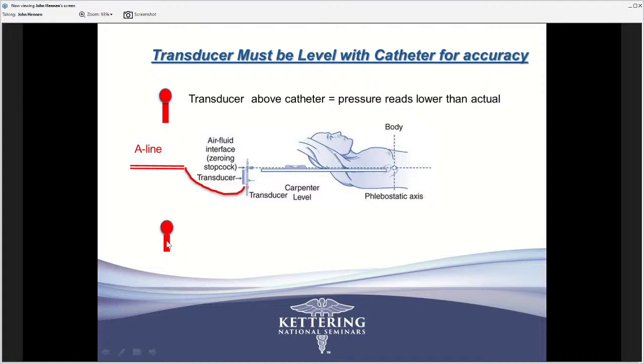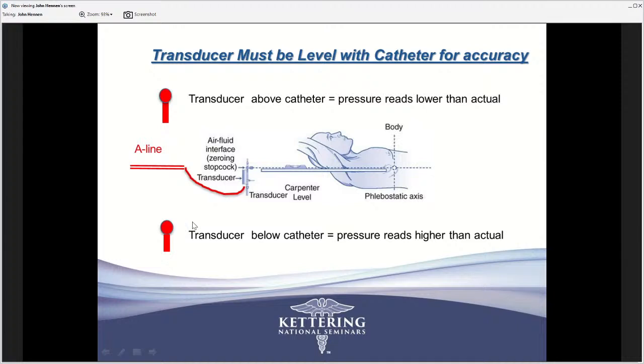On the flip side of that, if the transducer is below the A line, like it is here, now everything's revealed in the slide. So if you want to take a picture of it or screenshot of it, feel free to do so. If the transducer is below the A line or below the catheter, then the pressure is going to read higher than actual. And the reason for that is because now gravity is pulling the fluid towards the transducer from the A line, and that actually creates a rise in pressure.